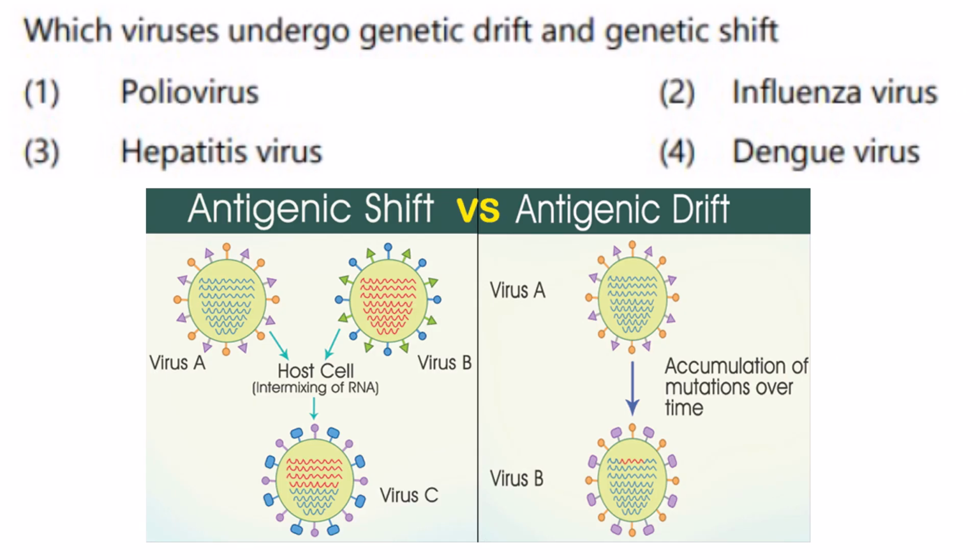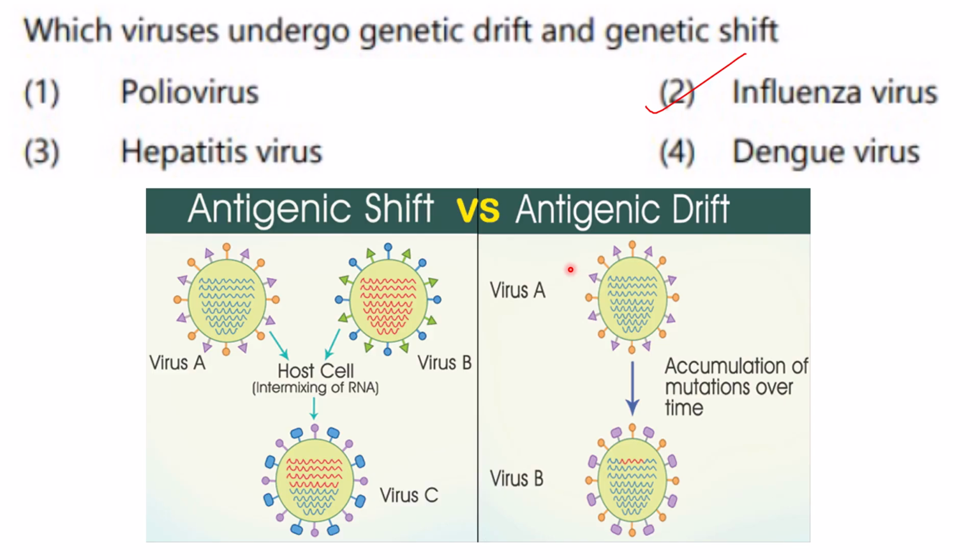Then next one, which virus undergoes genetic drift and genetic shift? It is your influenza virus. Now what is this genetic drift and genetic shift? It is also called antigenic shift or antigenic drift. Now first we will see the antigenic drift.